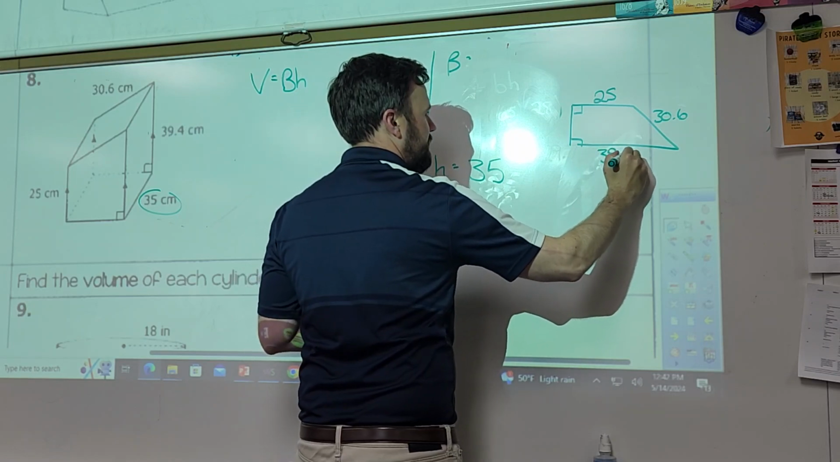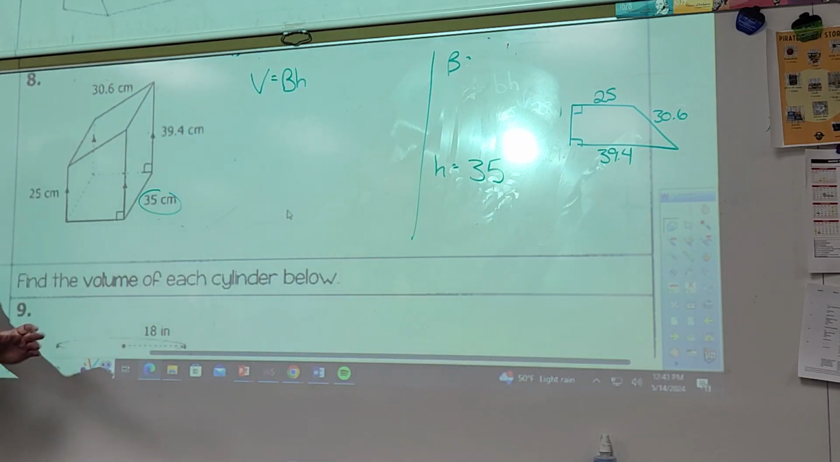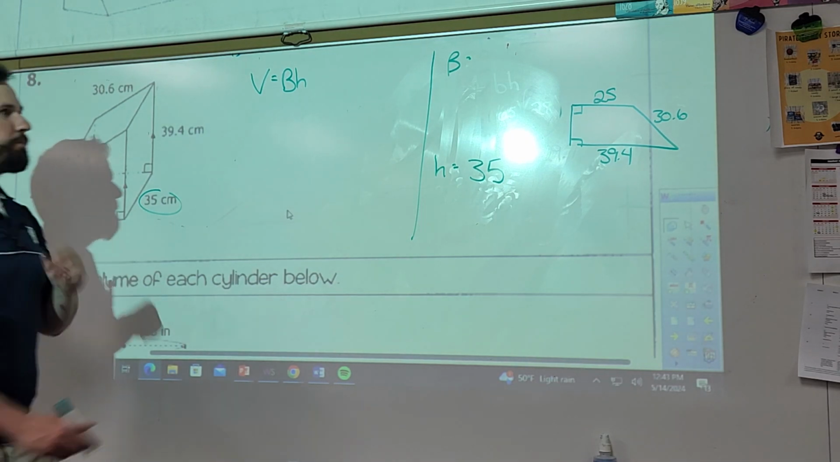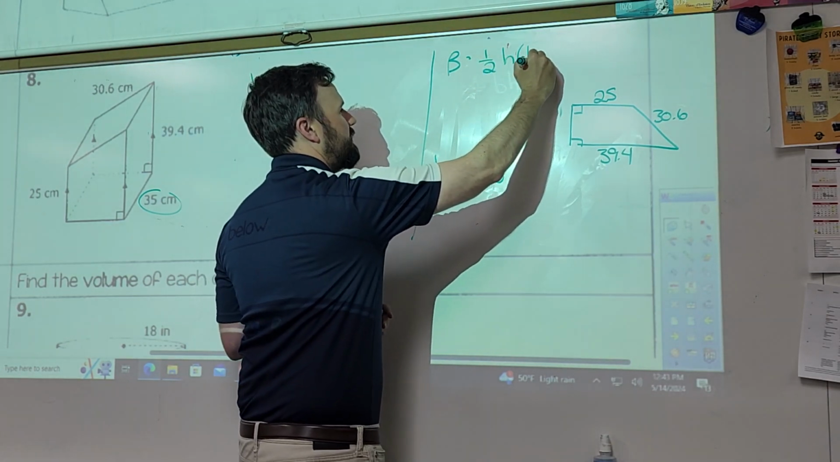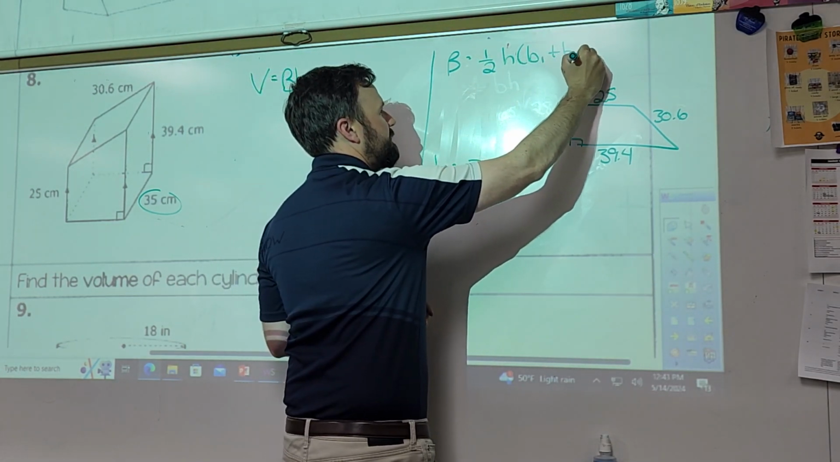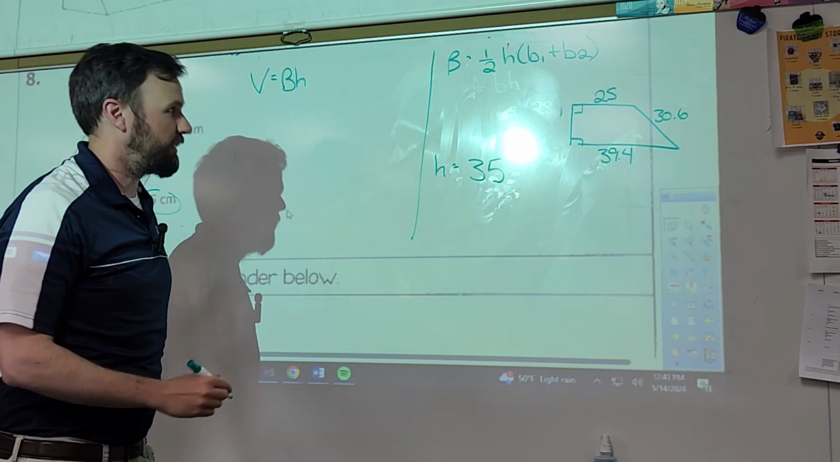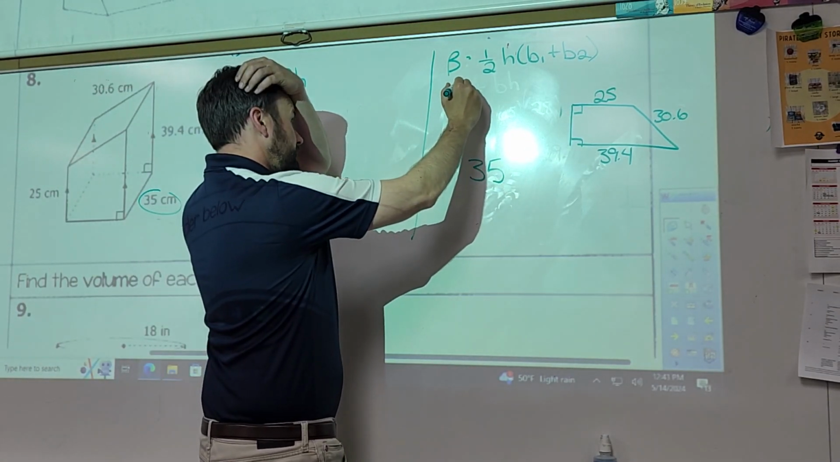39.4. Do you all agree that's my trapezoid? So the area of a trapezoid is 1/2 height times B1 plus B2, right? Okay. So I do 1/2.